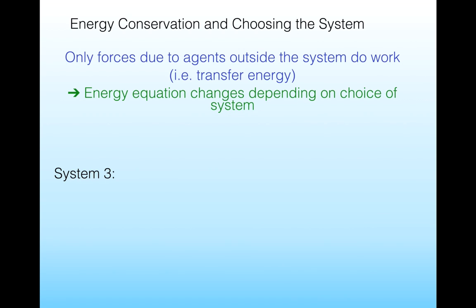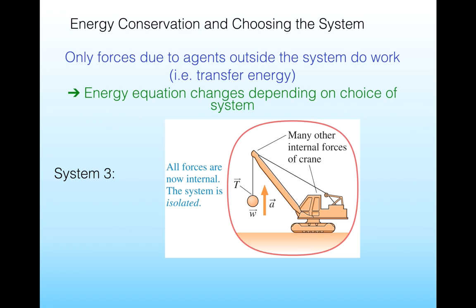Finally, we can zoom even farther out on this system and include the crane that's actually causing the acceleration, because it's what's connected to the other end of this chain that's pulling the weight up. Now all of the forces are internal and the system is completely isolated. There are many internal forces inside the chain, inside the crane, including chemical forces that are causing the motor to rotate, the axles that are causing the weight to be lifted up.